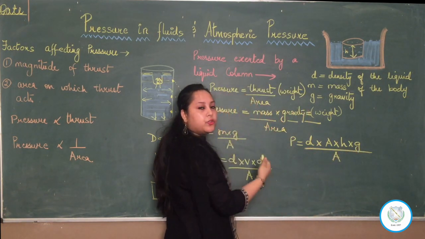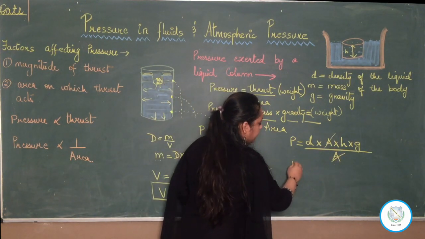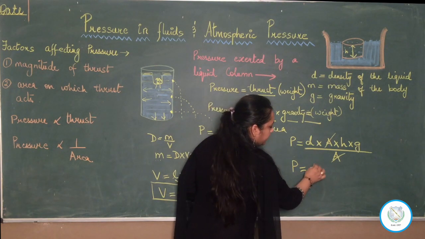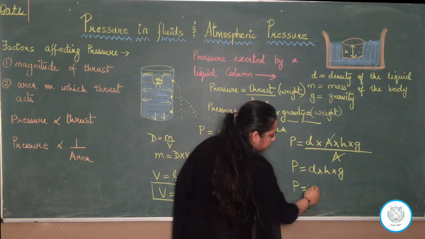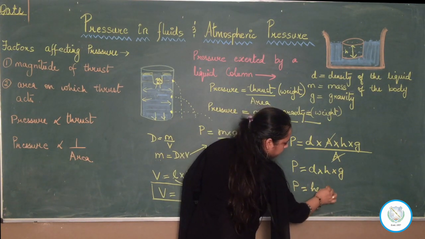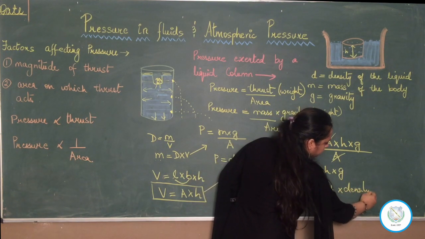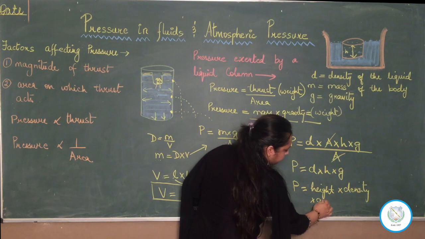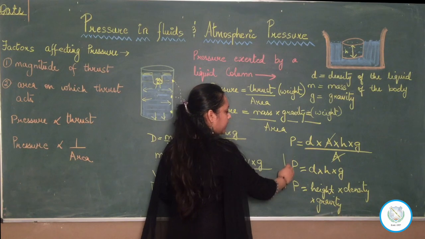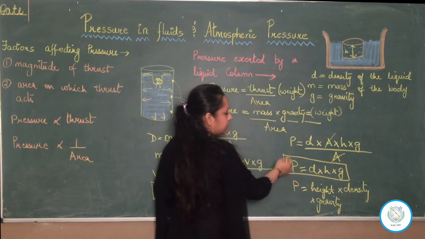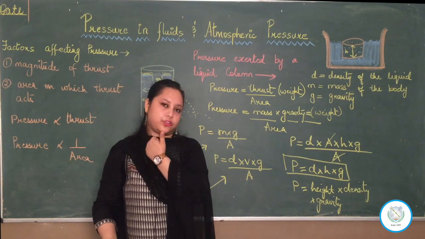Now, if A is in the numerator and denominator, we can cancel it, and P gets the form of D into H into G. We can reframe it as height into density and into gravity. So, this is what liquid pressure is equivalent to, HdG, or you can write it as D into H into G. So, this is the form of liquid pressure.